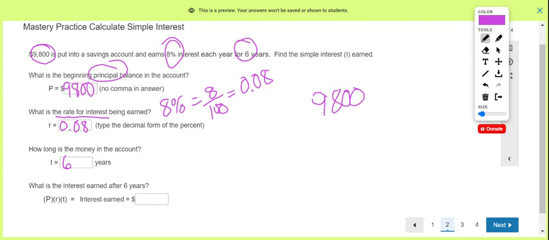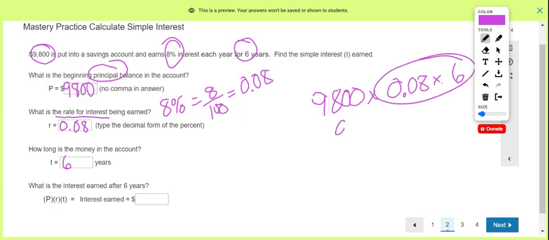So we have 9,800 times the rate times the time. So we can multiply this one here. That's going to give us 0.48. 6 times 8 is 48. And then there's 2 decimal place values. Now we multiply that out. 8 times 0, 8 times 0, 8 times 8. And then 8 times 9, which is 72, plus 6. So we should have 78.